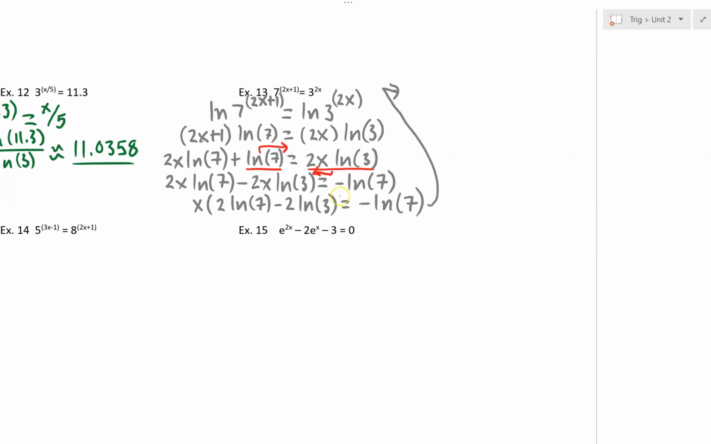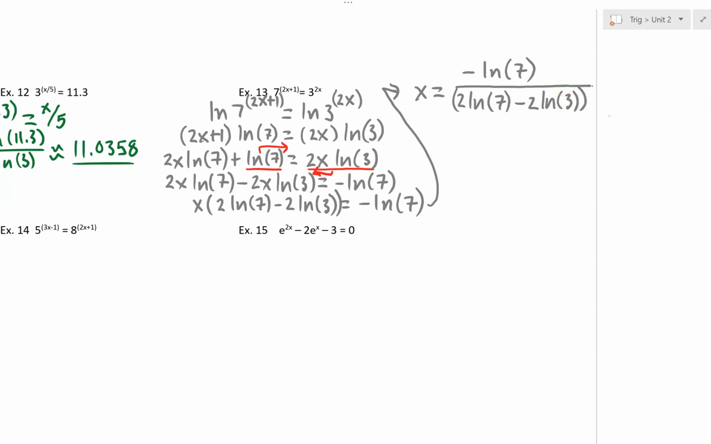Now, I've got my x by itself right here. So now all I need to do is divide out what's next to the x. This is going to say x is equal to negative ln of 7, and we are dividing by 2 ln of 7 minus 2 ln of 3.